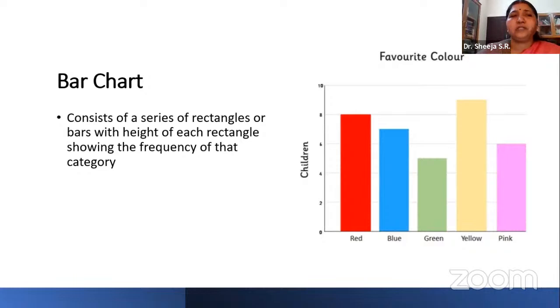So frequency, number of children who prefer red, or number of children who prefer blue, that number is given in the y-axis and colors are given in the x-axis. So from this graphical presentation, or from this bar chart, you can easily see that 8 children prefer red, and the number of children who prefer blue is slightly lesser. How the largest number of children prefer yellow. So all this information can be easily understood only by looking at the bar chart.